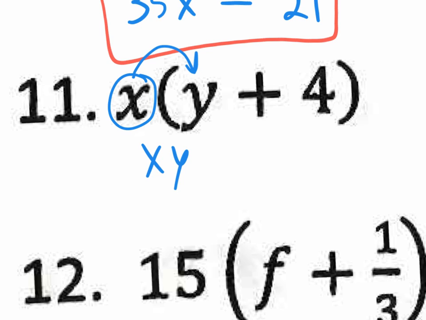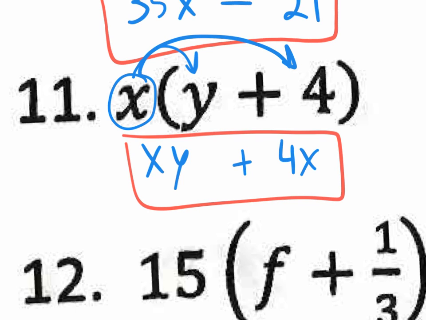Let's distribute the x to the 4. X times positive 4, what do we get? Positive 4x. You see, it's easy. That's your answer, xy plus 4x. Now, you might be thinking, well, can't I add this with the 4x? The answer is no. Why not? Because this is an x and a y, and this is just an x, right? They're different terms. You cannot add them.